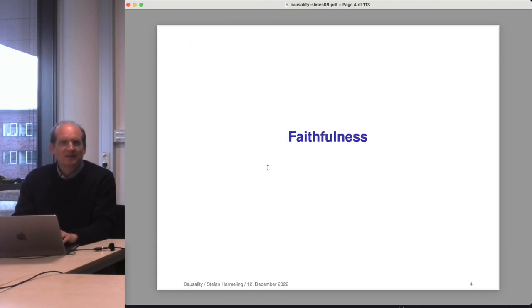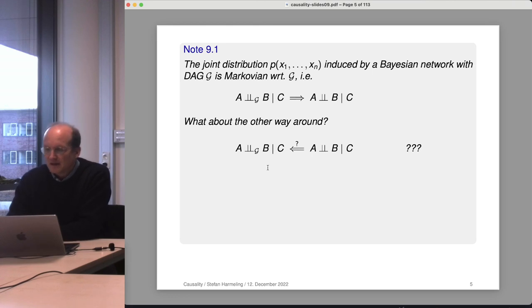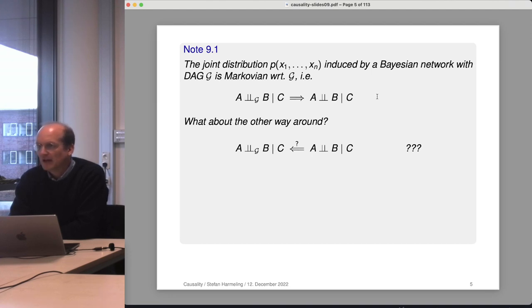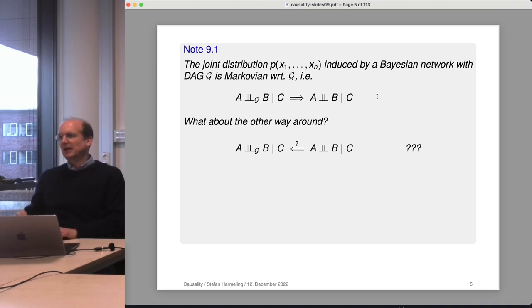So first of all, the first notion we need to learn is faithfulness. So that's a fancy name. What does it mean? Typically when we have a Bayesian network, for example, or a Gaussian Bayesian network, or a structural causal model, we have a DAG G, and we say that the distribution induced by such a network, or a structural causal model, or a causal Bayesian network from the graph G is Markovian with respect to the graph if all these separations in my graph imply independencies in the distribution. Then we say the distribution is Markovian with respect to the graph if certain graph properties imply independencies.